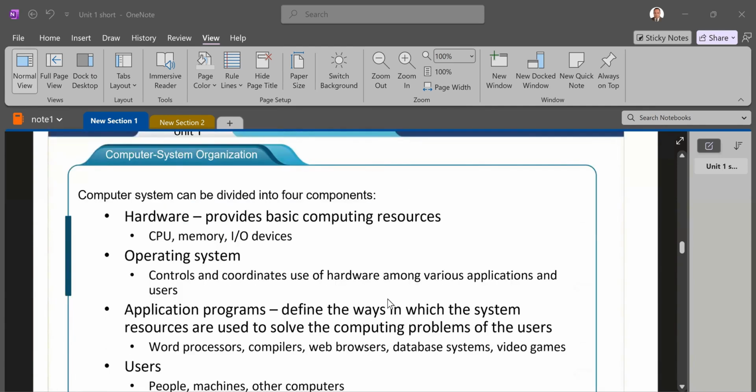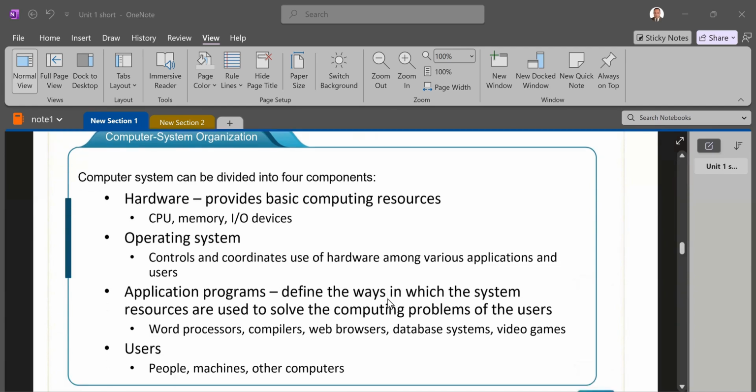What are the basic components of a computer? It consists of 4 main components. Hardware, which is the physical part that we can touch with our hands. Then there's the operating system, which communicates with the hardware. Here we have the hardware: CPU, memory and I/O devices.